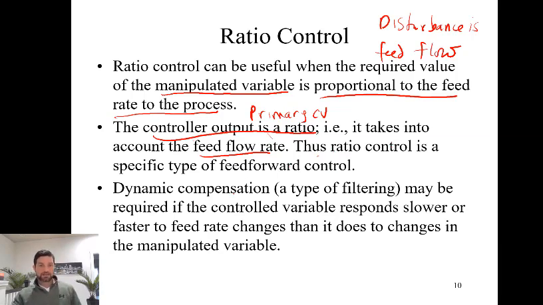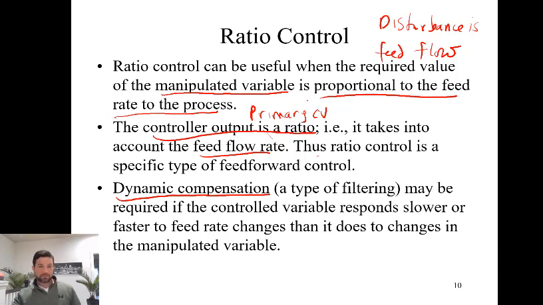The other thing that's important is oftentimes a change in the feed flow doesn't affect the process right away, but the process is slowly affected by the disturbance. In the case where the disturbance has a slow effect, we can use what's called dynamic compensation. This is essentially like adding a filter or a first order lag component to slow down how the manipulated variable changes in response to the measured change in the disturbance. Again, the main thing is the disturbance is a feed flow rate.